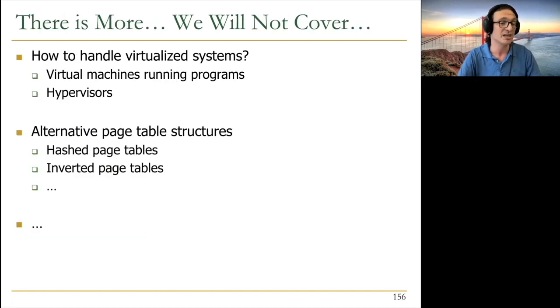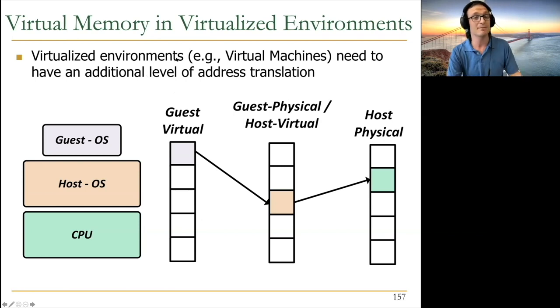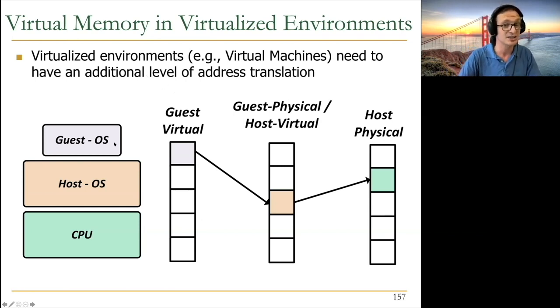But I will show you the one picture over here, which is the virtualized system. You may have a virtual machine, for example, like VMware. You may have a guest OS running on a host OS, running on the physical CPU. And this virtualized environment needs to have an additional level of address translation from the guest OS virtual address to the host OS virtual address. And then the host OS virtual address needs to be translated to the CPU physical address, essentially. And that requires another layer of translation, if you will. And this leads to a lot more memory accesses, basically. I'm not going to go over it, but it's a lot of memory accesses.